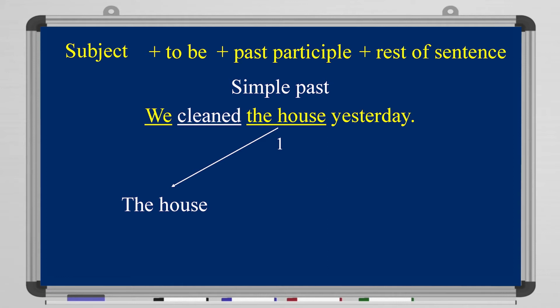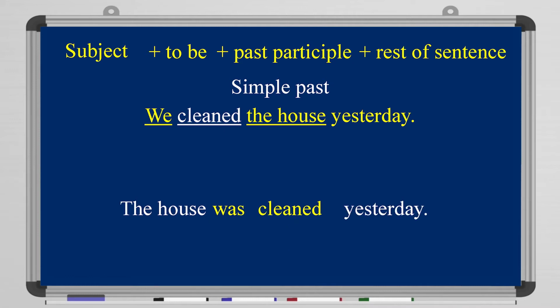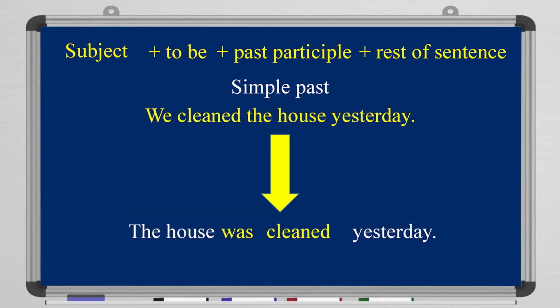Excellent. Very good. Then what do I do? I add the correct form of verb to be. So if it's in the simple past, what do I add? Was or were. The house is singular, so what do I add? Was. Very good. So I put was. And then what do I put? The verb in the past participle. So cleaned stays as it is. Cleaned. And then I add the rest of the sentence. This is it. So the answer is, the house was cleaned yesterday. Simple. You just need to practice.